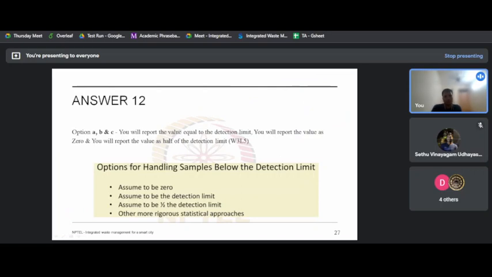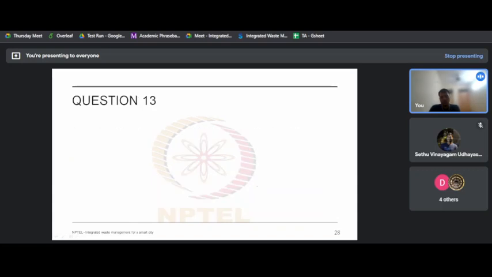So you will report the value equal to the detection limit. You will report the value as 0. You can report it as the average, that is 0 plus MDL by 2, which will be half of the detection limit. So students can refer to lecture 5 for this. So how do we handle samples when we are getting a value below the detection limit? You can assume 0, assume detection limit, assume half of detection limit, and sometimes we'll also go for other statistical approaches.